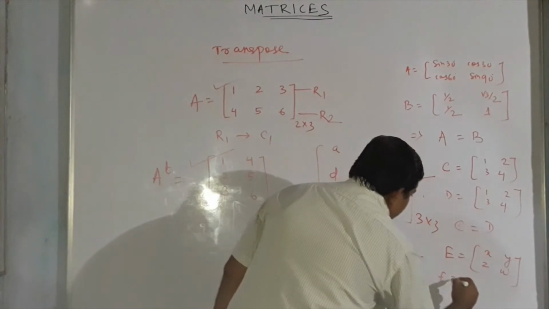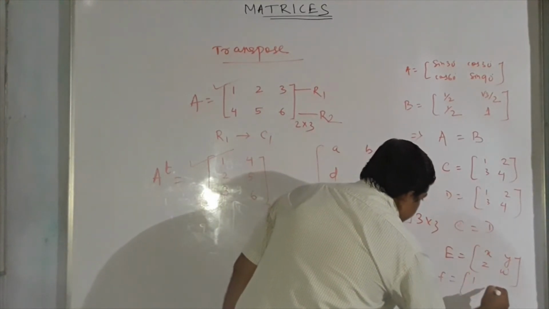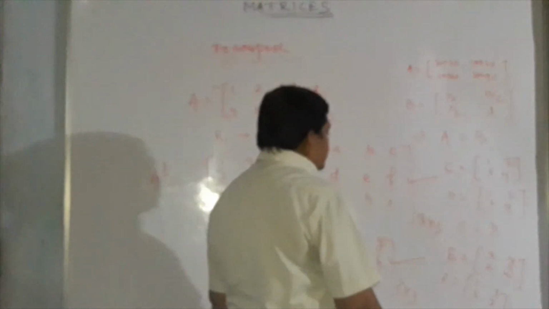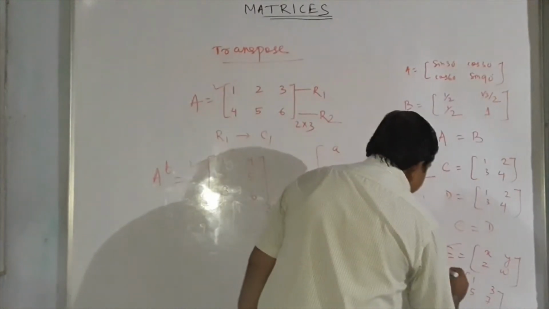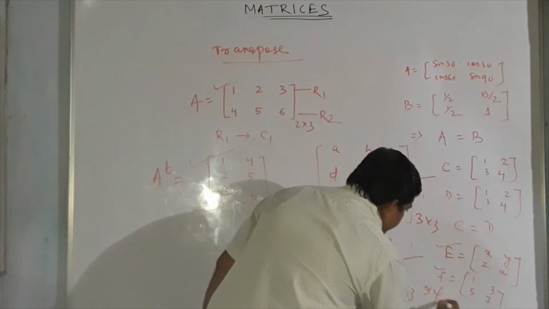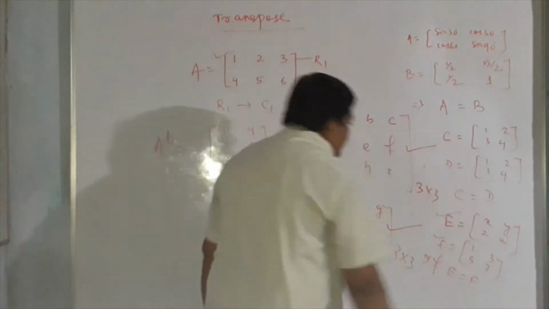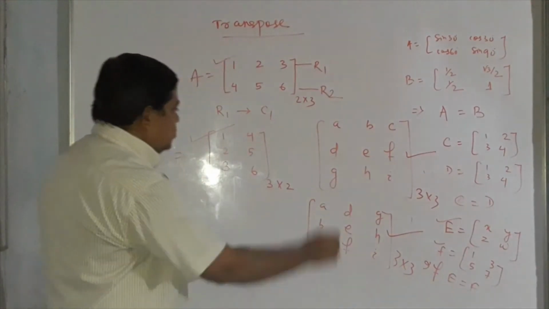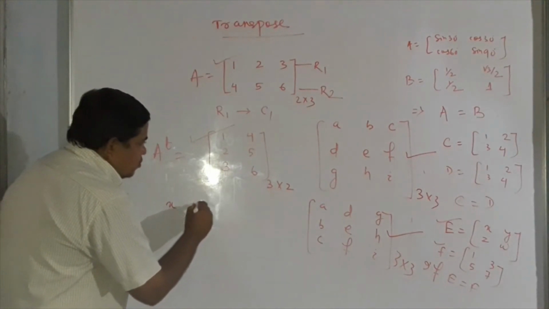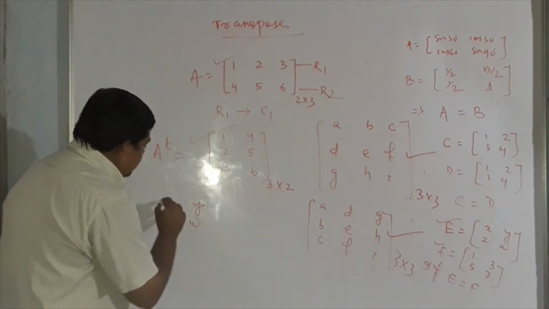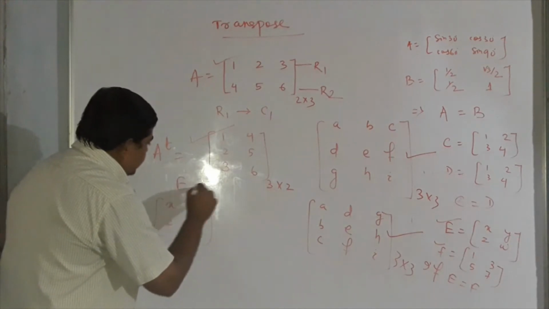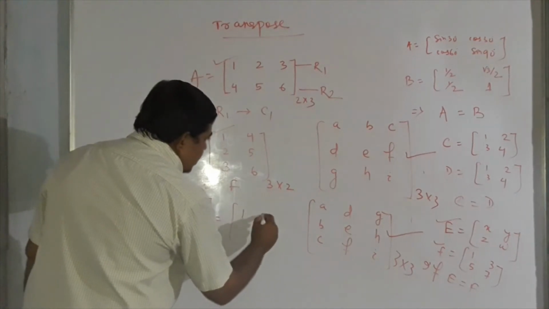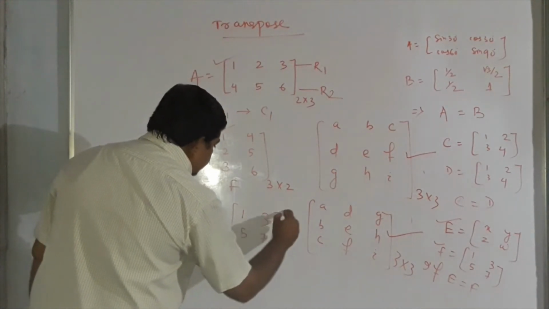Then F is equal to 1, 3, 5, 7. Now these two are given here. The question will be written: if E equal to F, then find X, Y, Z, W. Then you write E equal to F means X, Y, Z, W equal to F, that is, 1, 3, 5, 7.